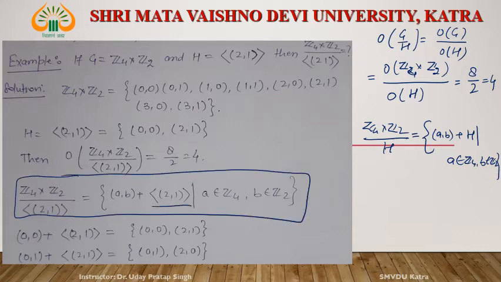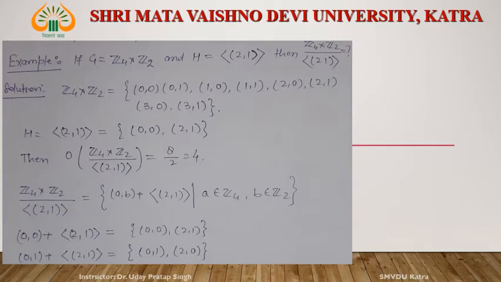What is H? H is this. Now see, what is (a, b)? This ordered pair (a, b) belongs to Z4 cross Z2. Then the elements of Z4 cross Z2 are (0, 0), (0, 1), up to (3, 1). Now (0, 0) plus H: what is (0, 0) plus H? H means this, so (0, 0) plus H is {(0, 0), (2, 1)}.